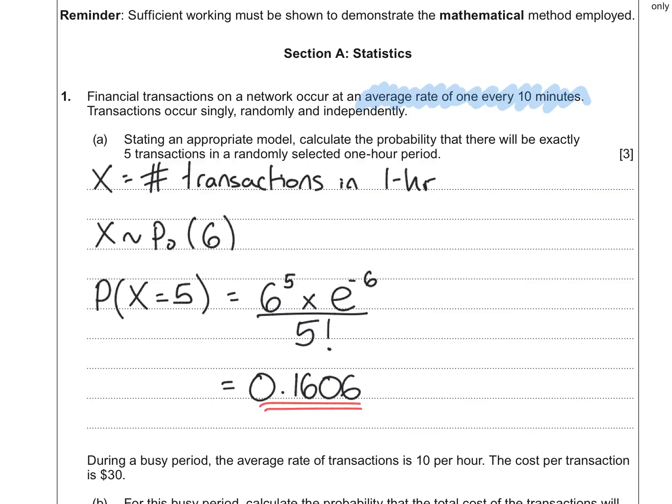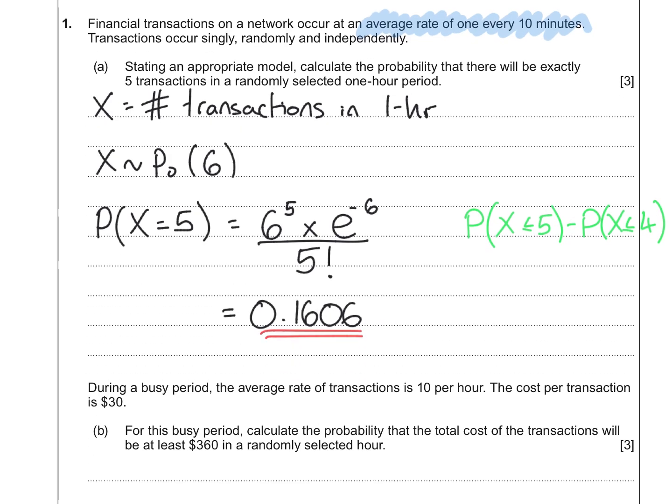Okay, now there are other ways to do this. If you'd like to use the function on your calculator, I'll do it over here. Probability of x is equal to 5 is also the probability of x being less than or equal to 5 minus the probability of x being less than or equal to 4. So you could work out that calculation. It just involves a lot more calculator clicks, so I'd prefer to do it this way. Okay, moving on to the next part.